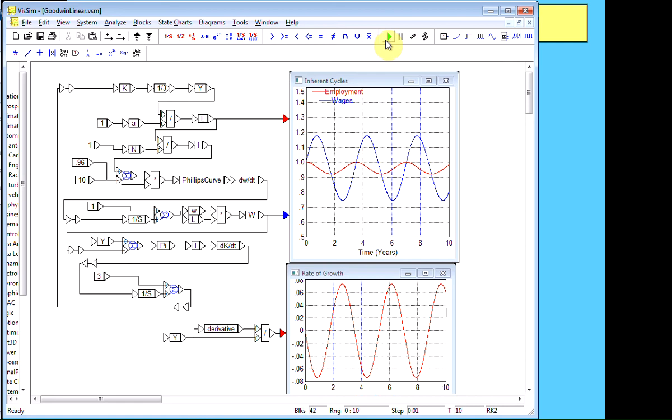You can see wages get to be very high and very low, and it's a nice symmetric, almost sine wave type pattern, but it's cyclical. And you can see down the bottom, if I look at the rate of change, the rate of economic growth now in percentage terms, it varies between minus 7% and plus 7%. So it's an inherently cyclical model, very simply put together, and you get cycles out of it.